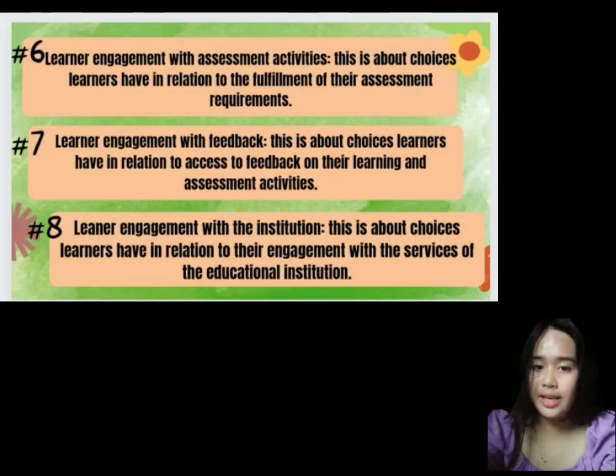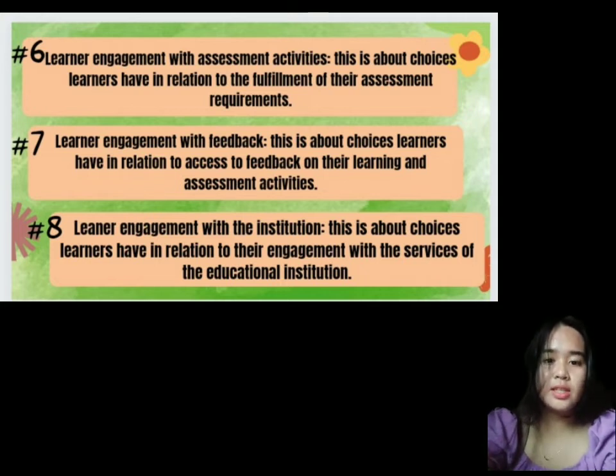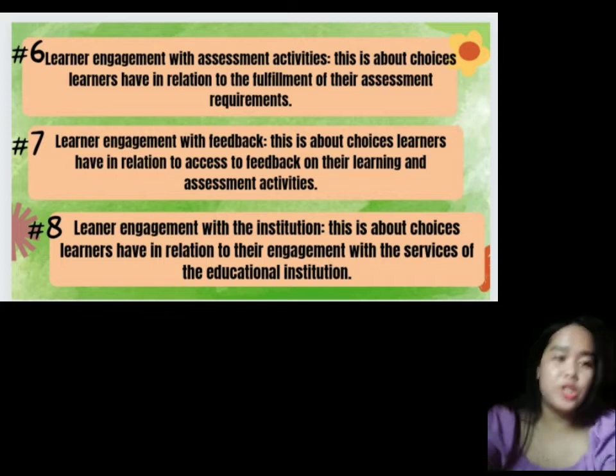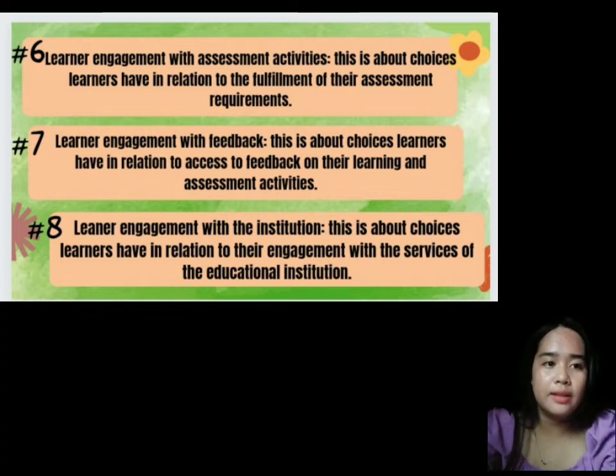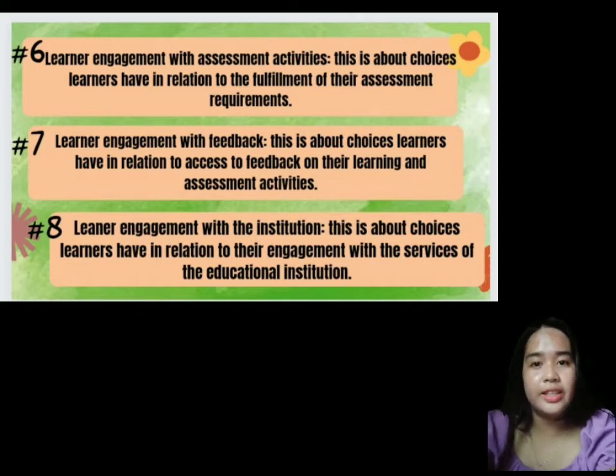Number six is learner engagement with assessment activities. This is about choices learners have in relation to the fulfillment of their assessment requirements. For number seven, these are the feedback or opinions of the learners about their types of learning, whether they agree or disagree, or like or dislike it.